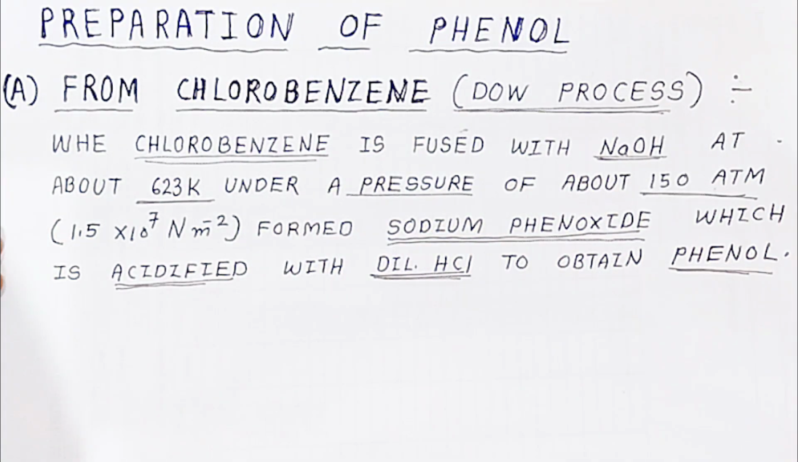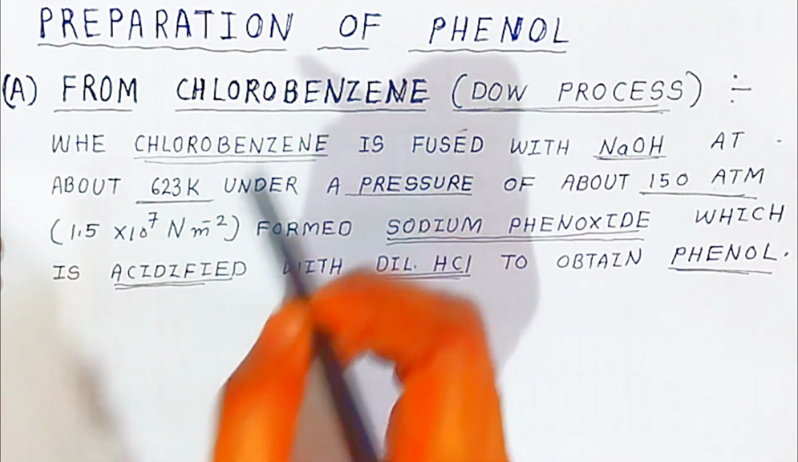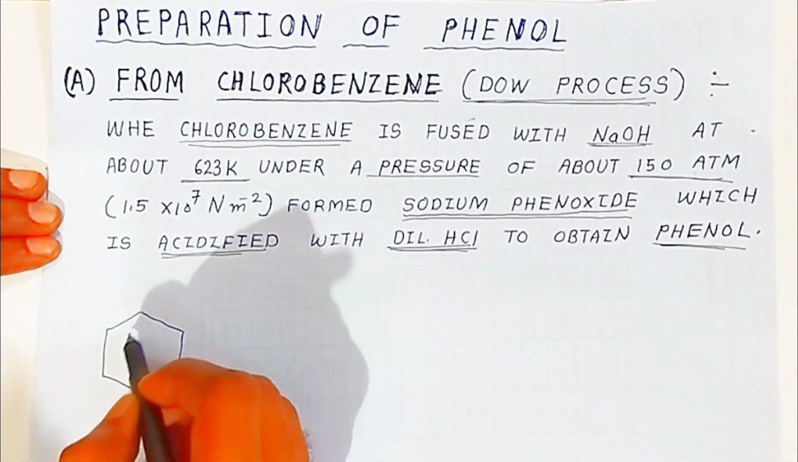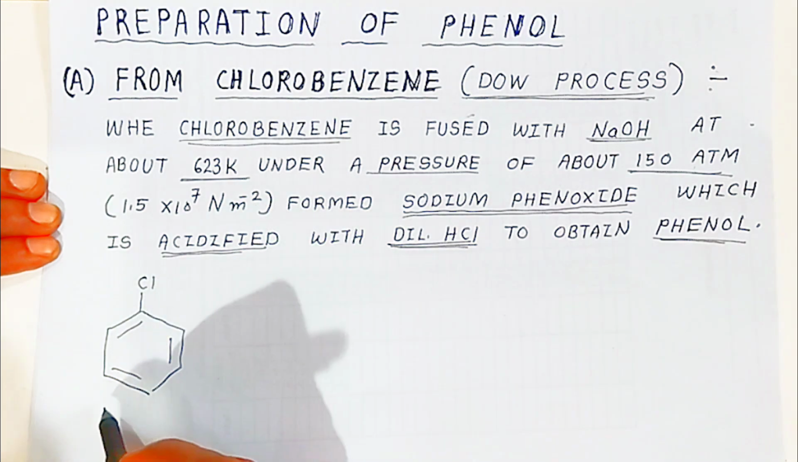Understanding, students? Now we will see the reaction. First, you have to write down the structure of chlorobenzene. Students, you know the benzene structure, which is represented like this, with alternate double bonds. One of the hydrogens of benzene is replaced with chlorine. Now this is your chlorobenzene.